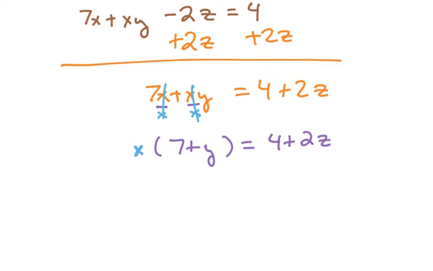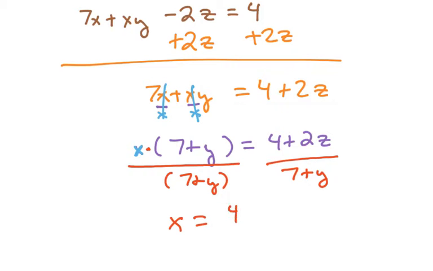Remember this. If you struggle with this, then FOIL back, distribute back in the value of x into the parentheses and see if you get back to the original top term. So notice that if I distribute, I do get the orange, 7x plus xy. Okay, almost home. So notice now at the end, we are multiplying. The opposite of multiplication is division. So I'm going to divide by 7 plus y, because the goal is to get x by itself. And this leaves me with x equals 4 plus 2z over 7 plus y.